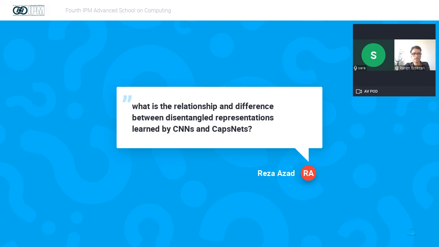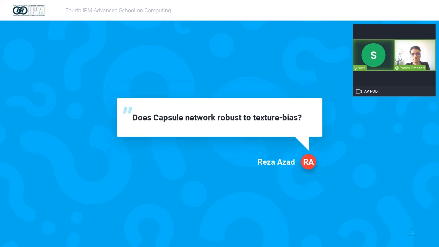Okay. The next question, asked by Reza, is what's the relation and difference between disentangled representation learned by CNNs and CapsNets? I'm not sure what disentangled representations learned by CNNs are exactly. Is it referring to a specific paper? Maybe Reza could ask more details about this. Maybe the next question by Reza is related to this: are capsule networks robust to texture bias? So maybe this kind of representation inside the layers is what he's addressing.